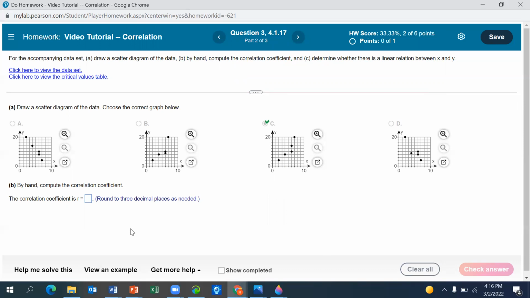So let's go ahead now and answer part B. Compute the correlation coefficient. The correlation coefficient, that is R. R gives us the correlation coefficient. So let's go ahead and find out. How do we get that?